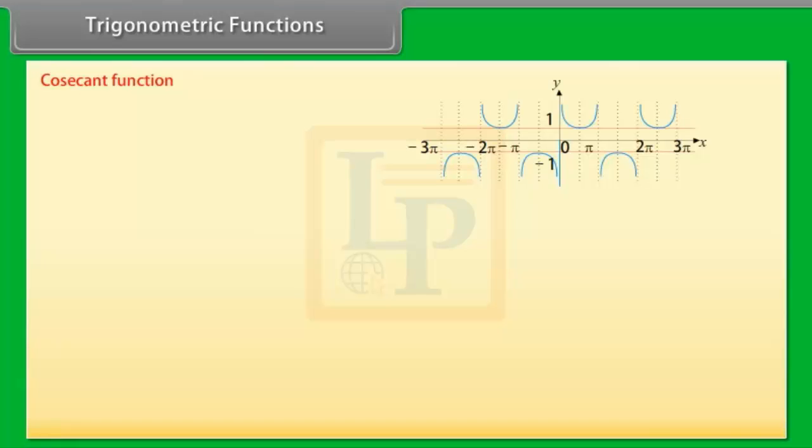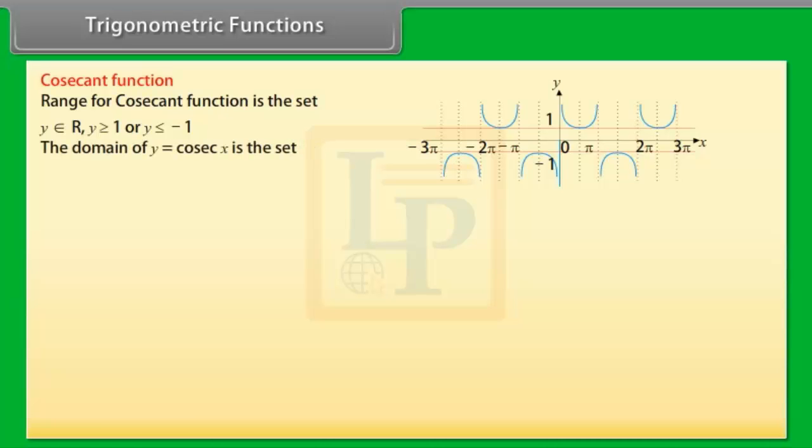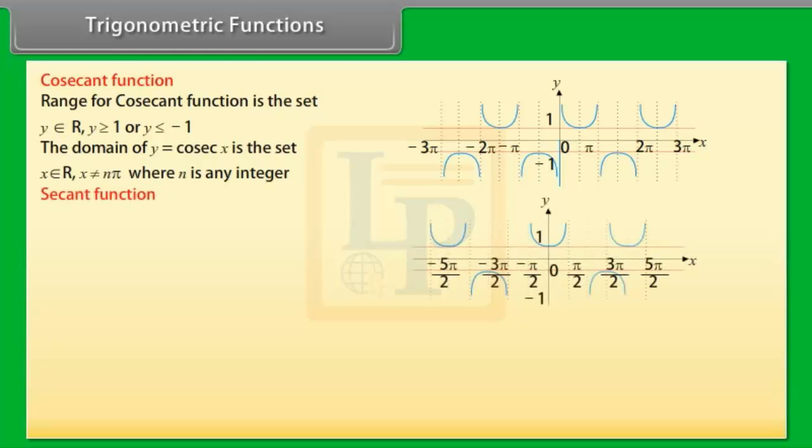Cosecant function. Range for the cosecant function is the set of y belonging to real numbers, y greater than or equal to 1 or y less than or equal to -1. The domain of y equal to cosec x is the set of x belonging to real numbers, x not equal to n pi, where n is any integer. Secant function.